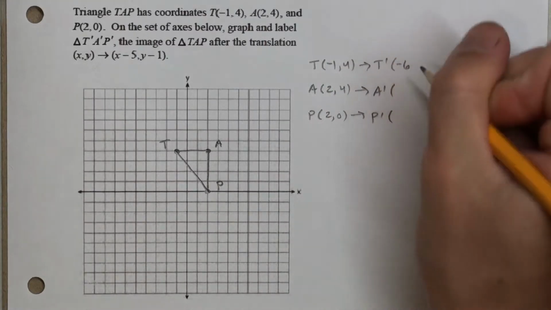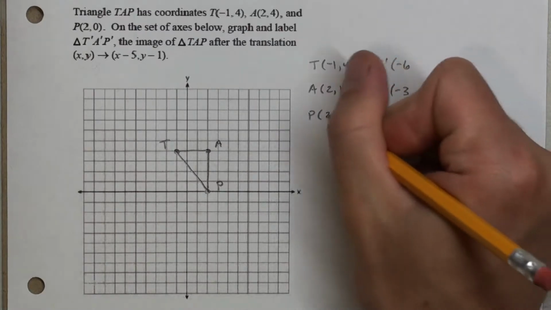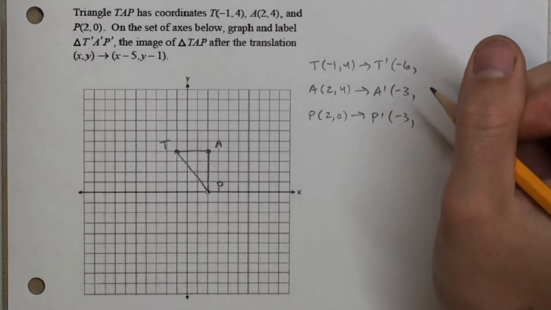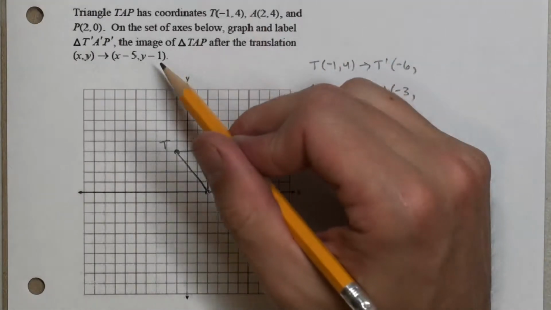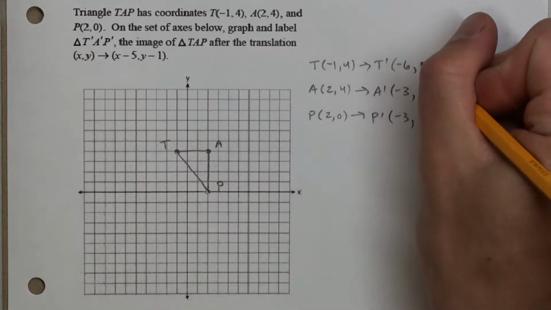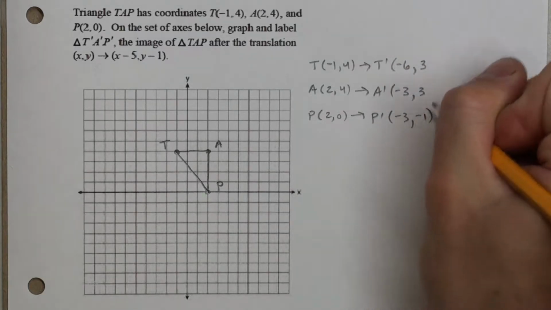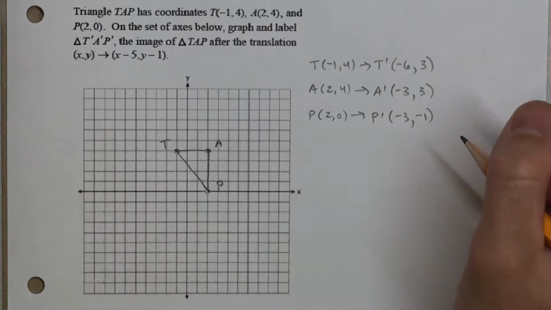Negative 1 minus 5 is negative 6. 2 minus 5 is negative 3. 2 minus 5 is negative 3. Then we subtract 1 from all the y's. So 4 minus 1 is 3. 4 minus 1 is 3. 0 minus 1 is negative 1. So there are our coordinates.